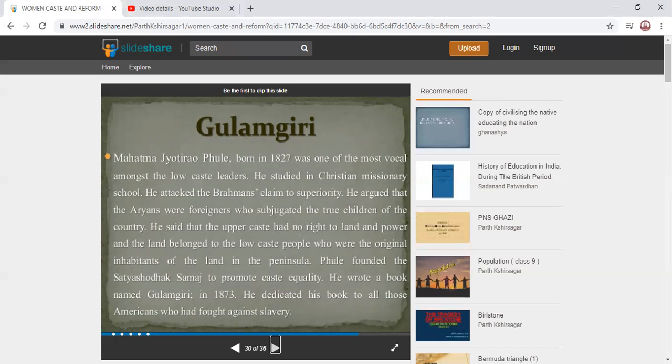Jyoti Rao Phule argued that the Aryans were foreigners, because the Aryans came to India around 1500 BC, and the lower castes were the original inhabitants of India, especially living in the Indian Peninsula. To eradicate such problems of caste discrimination, Jyoti Rao Phule founded the Satyashodhak Samaj, or society.